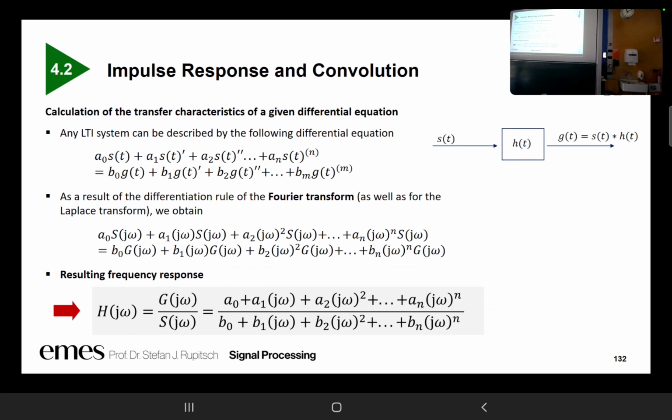In other words, we do not have to transform this differential equation into the frequency domain and then perform this division. No, we can directly write the frequency response down from the differential equation by writing the coefficients here and here. Questions? Yeah. I didn't get the denominator solution, so when I convert from time to frequency, I have to multiply by j omega. Yeah.